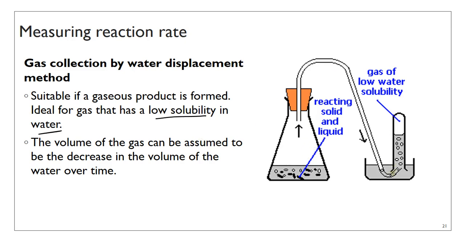But on the other side, you actually have a water column. We'll have this in the lab; we can do this experiment when we get back. As the gas is produced, it's going to gradually replace the water in this. I think we actually use just a measuring cylinder and have it upside down. The volume of the gas can be assumed to be the decrease in the volume of the water over time. So the gas is going to gradually replace the water in this column. This is why it's very important that the gas product has a low solubility in water. Otherwise, it's just going to dissolve in here, and you don't have a correct representation of how much gas is produced.